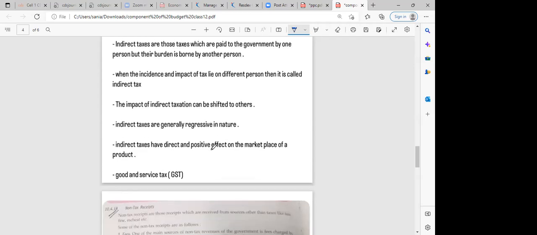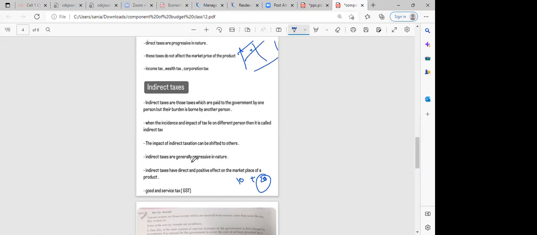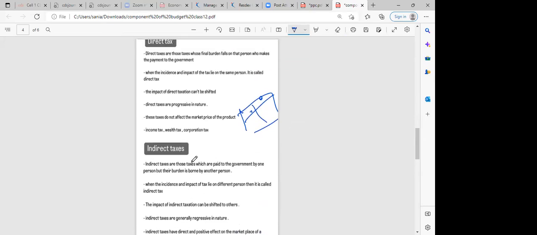Indirect taxes have a direct and positive impact on the market price. Positive effect means, for example, the price of the product was 10 rupees, but after taxation it is 20 rupees. So basically it always increases the market price of the product. An example is GST, a basic example of indirect taxes. I hope I have made myself clear.